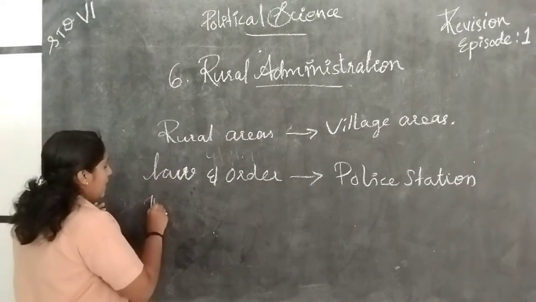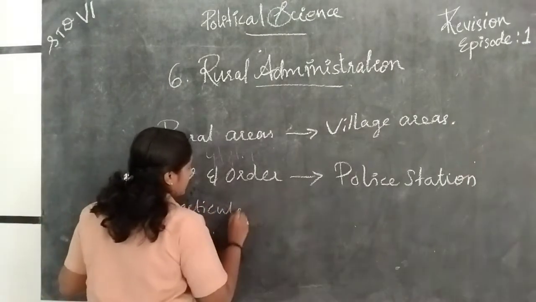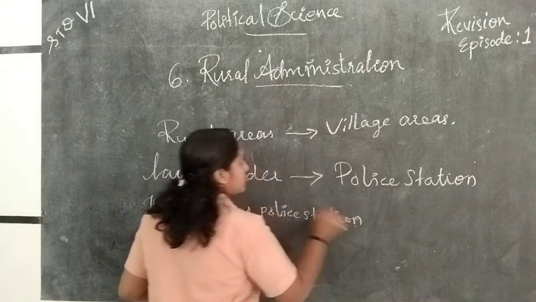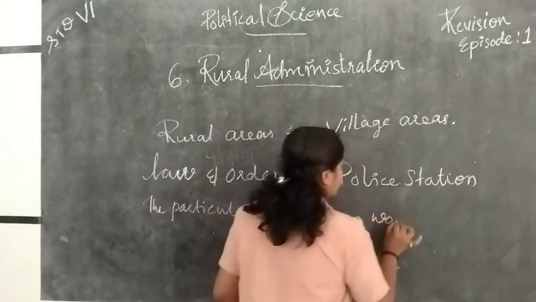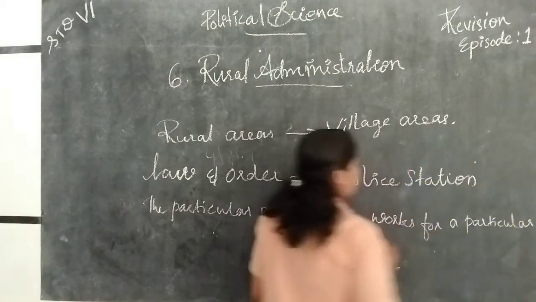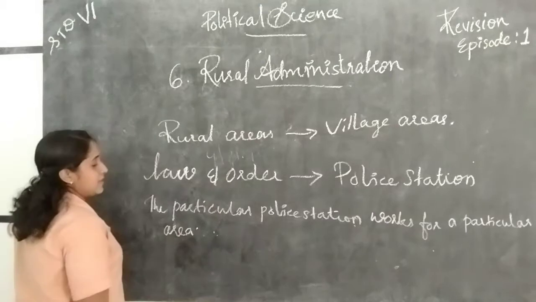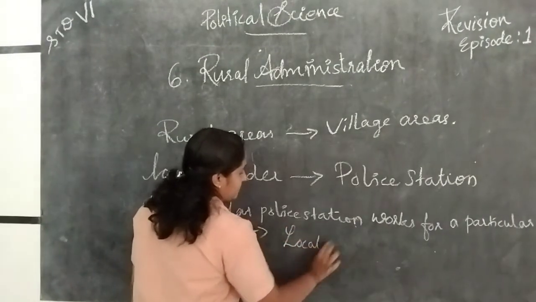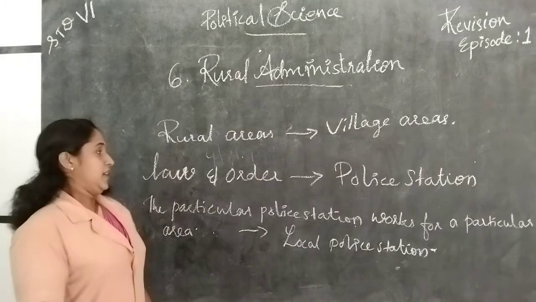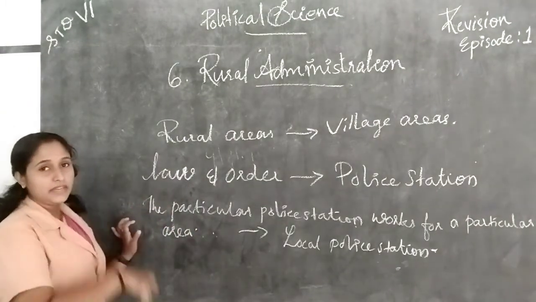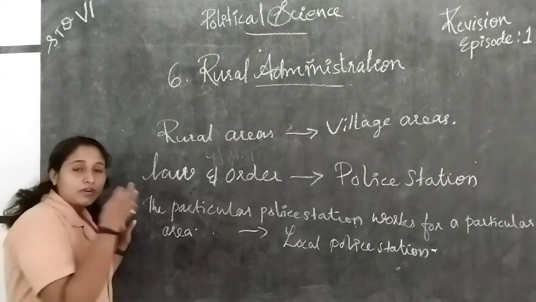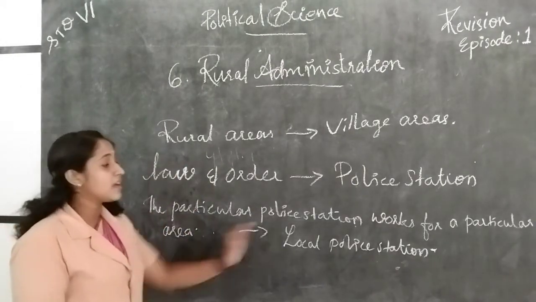So a particular police station for a particular area, that we call the local police station. If the people of that area have any kind of crime, theft, accident, injury or robbery, they can immediately report that case at the nearest police station, that is, their local police station.